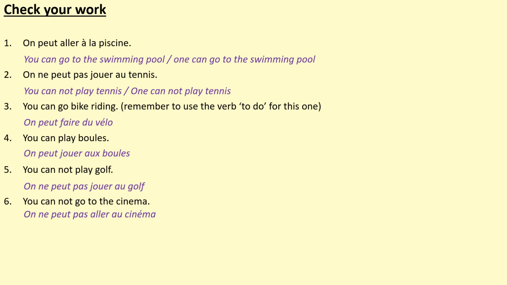Okay, just pause to have a little look at those, and I'm going to go through things further with you. So you must remember that for number 2, it's a negative sentence, so we need to have the ne and pas surrounding the verb. So it's on ne peut pas, and you do need both to make it a negative, and then that's followed by the infinitive, which here is jouer. Also for number 5, on ne peut pas jouer. You cannot, make sure you have all of those structures in place. And numéro 6, on ne peut pas aller au cinéma. So you've got the ne and the pas around peut, and then the infinitive aller afterwards.